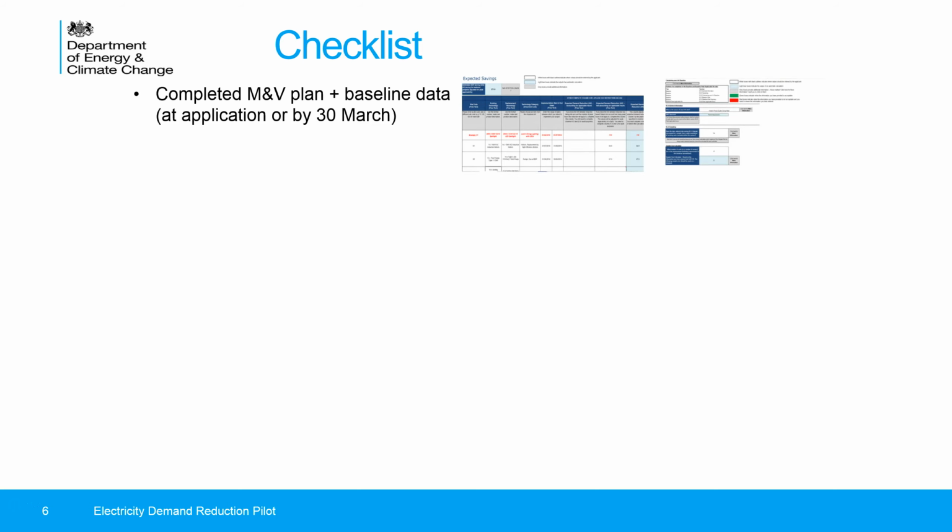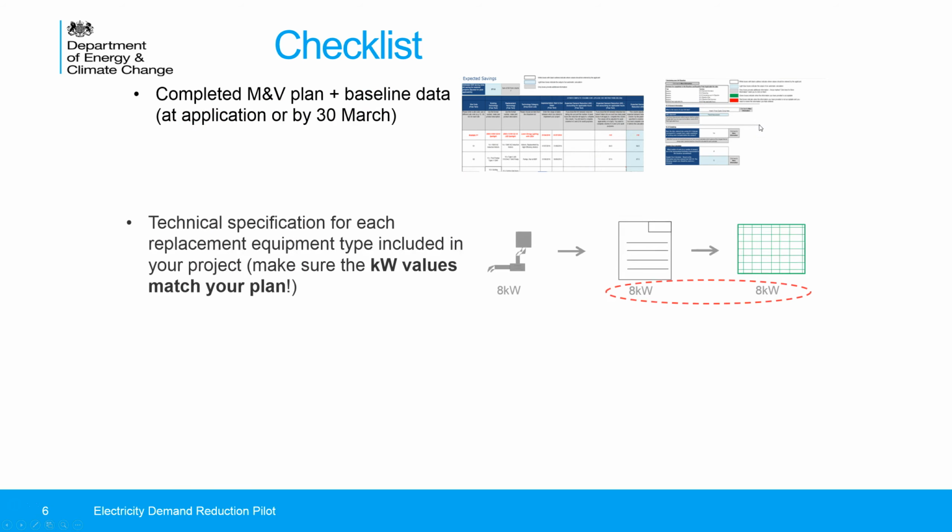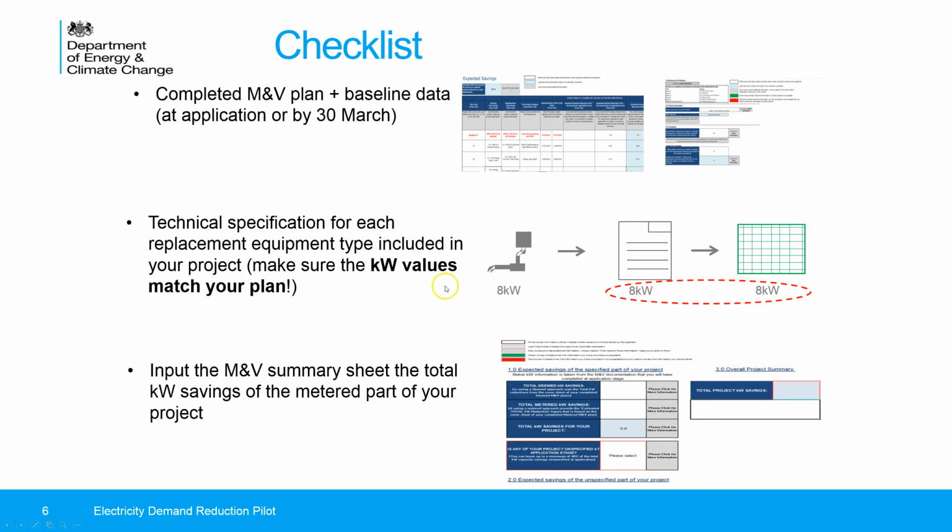As I say, you'll need to make sure you use the right one, and the M&V manual you can use to make sure you do use the right one. Quick checklist, so you'll need to provide a completed M&V plan which gives you expected savings for the metered parts of your project. You'll also need to provide baseline data, and that's at application stage or by 30th March, and you'll need to make sure you use the right baseline spreadsheet. You need to provide technical specifications for each replacement equipment type included in your project, and you need to make sure the kilowatt values match your plan. So if your pump is 8 kilowatts, the spec says 8 kilowatts, your plan must also say 8 kilowatts. If they don't match, your application won't be accepted.